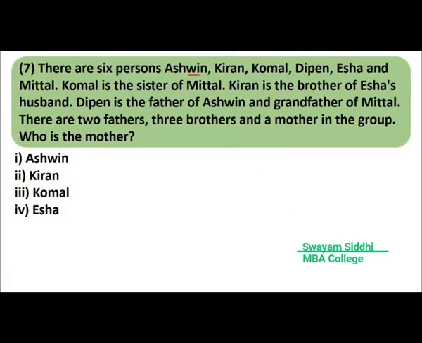There are 6 persons: Ashwin, Kiran, Komal, Dipen, Isha and Mittal. Komal is sister of Mittal. Kiran is brother of Isha's husband. Dipen is the father of Ashwin and grandfather of Mittal. There are 2 fathers, 3 brothers and a mother in the group.